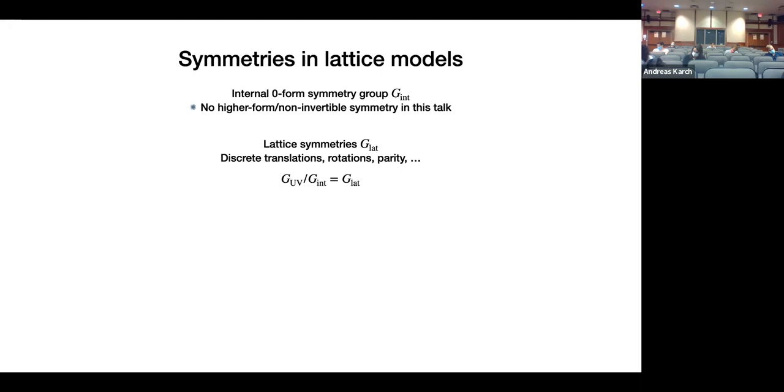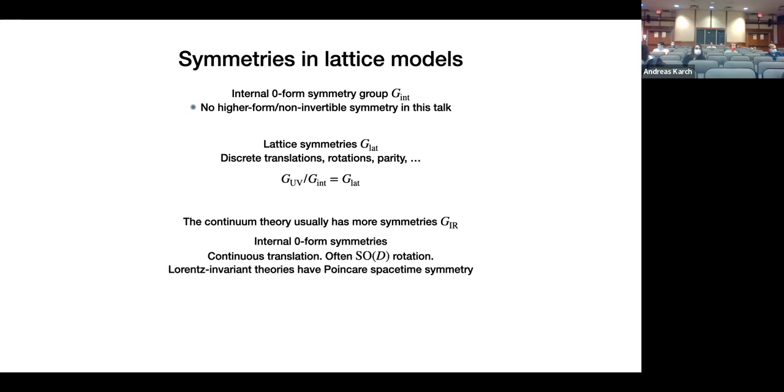Now, the full symmetry group of the lattice model is just putting these two things together, the internal symmetry and the lattice symmetries. Oftentimes, it's just a product of these two groups, but it doesn't have to be. So generally, we can write the lattice symmetry as a quotient of the full symmetry by the internal symmetries. And I'll use G UV to denote the full symmetry of the lattice model.